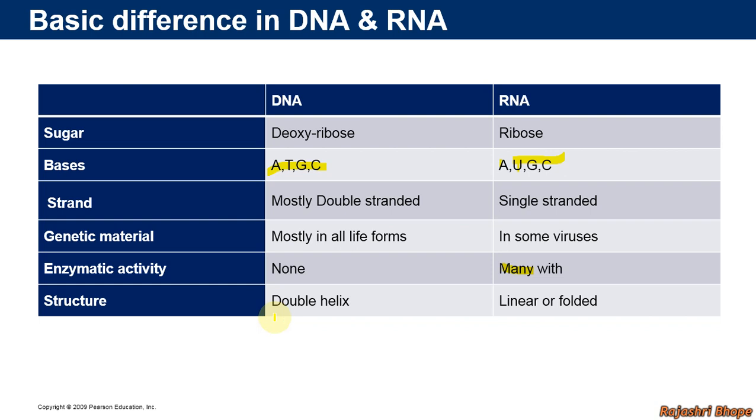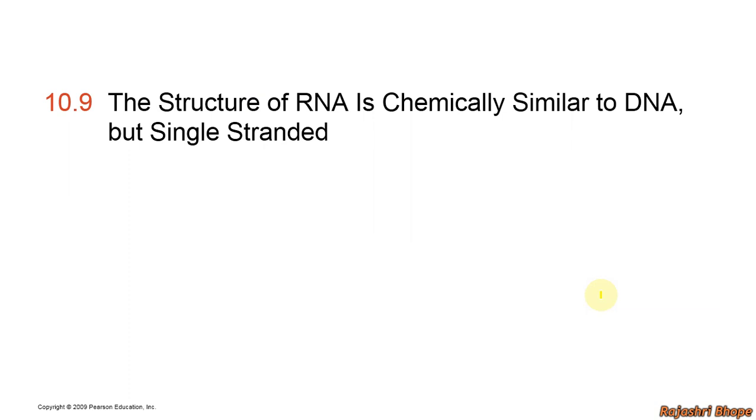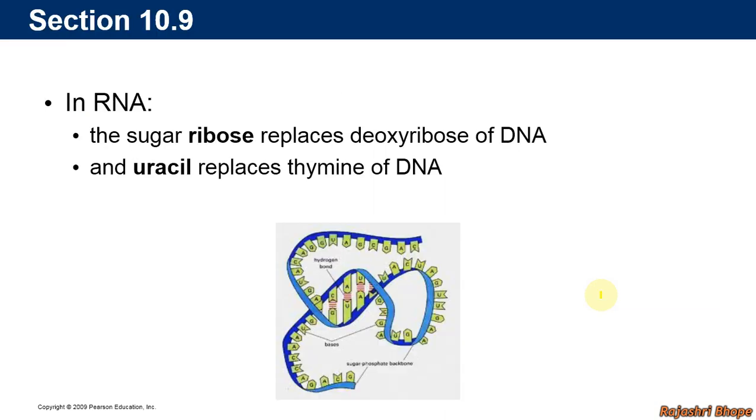Structure is double helix, and these RNA molecules are either linear or folded. Structure of RNA is chemically similar to DNA, but it is single stranded.